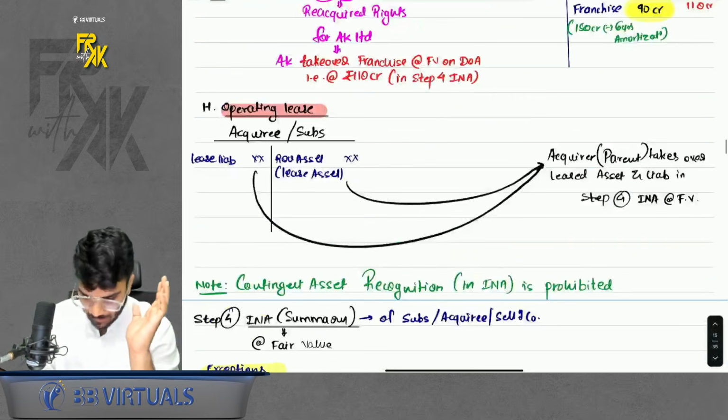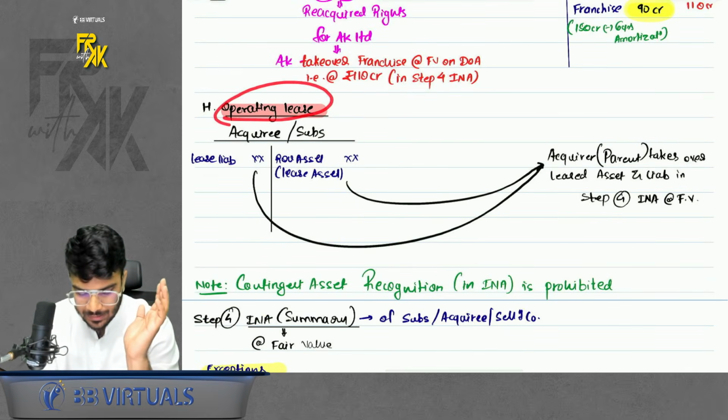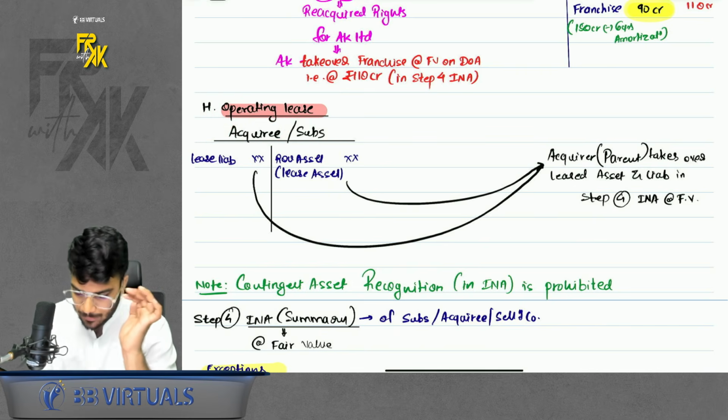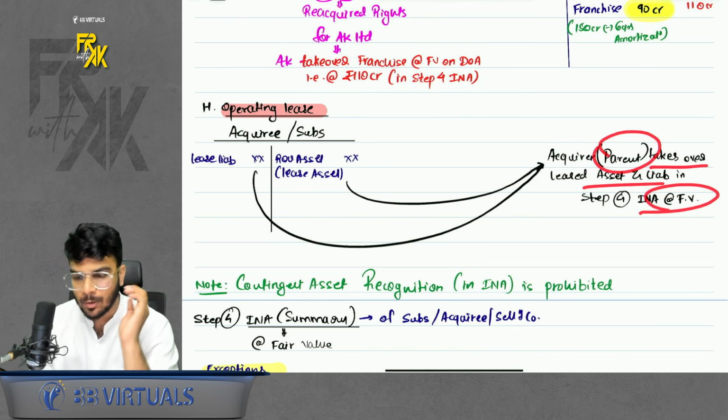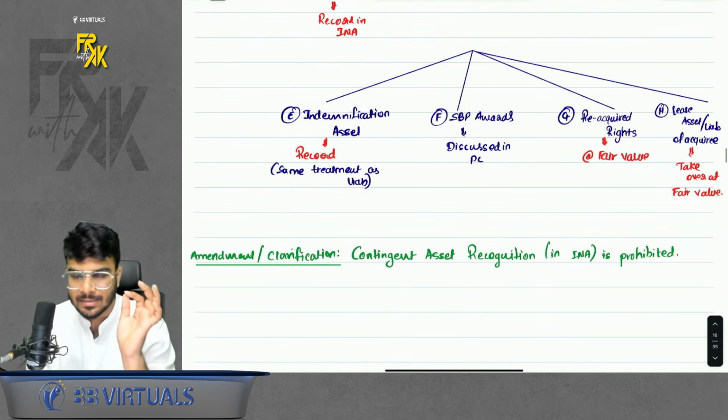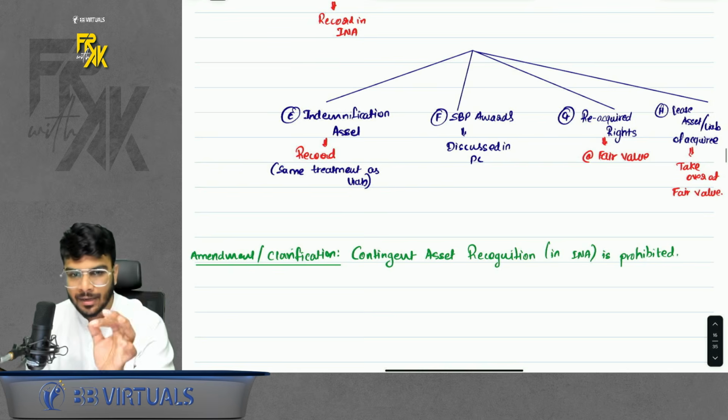Okay. Last but not the least, if there is any asset or liability relating to operating lease in the books of the selling company, the parent will also take it over, but at what value? At fair value. In short, it will take over at fair value. So this was step number 4, that is INA, identifiable net assets.